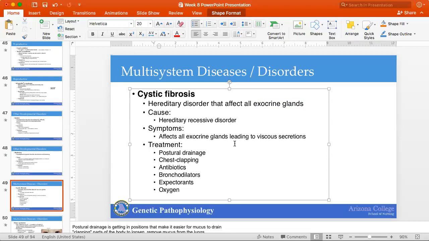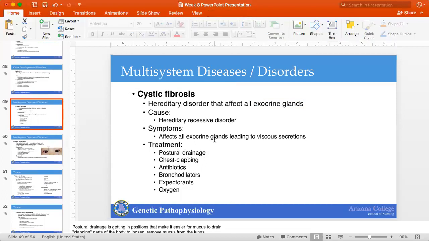Treatment would be postural drainage, chest clapping, antibiotics, bronchodilators, expectorants, and oxygen. This would be every day and multiple times a day for their whole life. The use of this postural drainage and chest clapping.